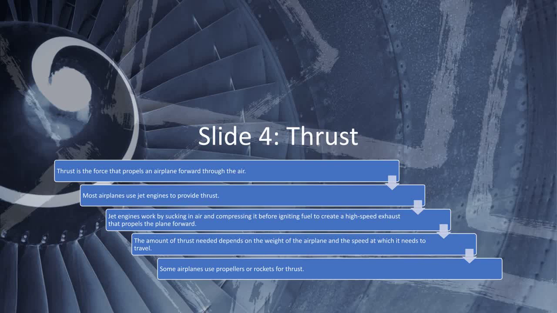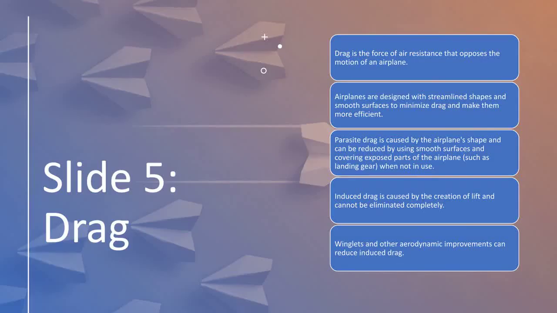and operating airplanes. Next, we have drag, which is the force of air resistance that opposes the motion of an airplane. Airplanes are designed with streamlined shapes and smooth surfaces to minimize drag and make them more efficient.